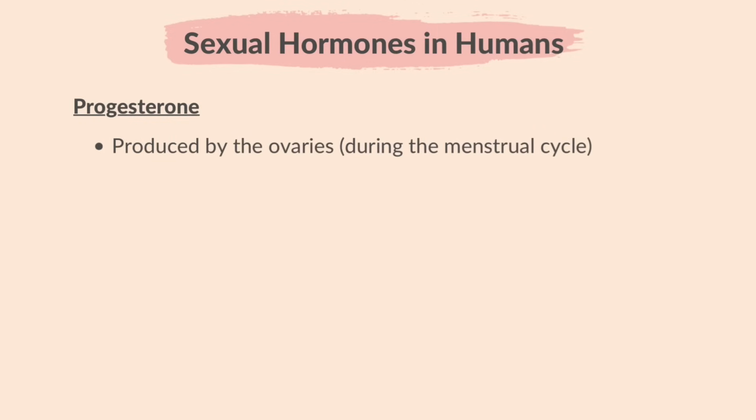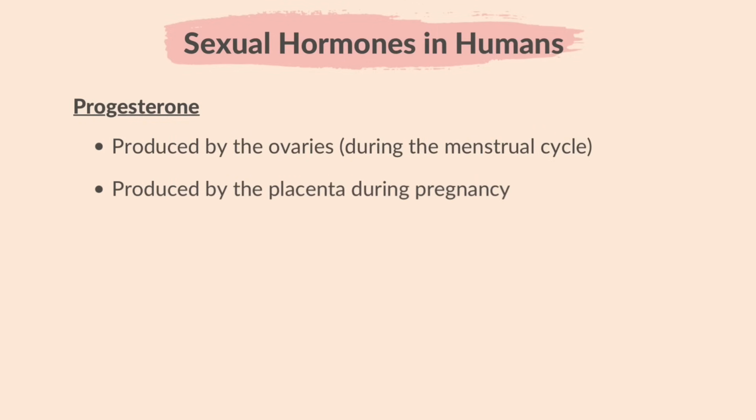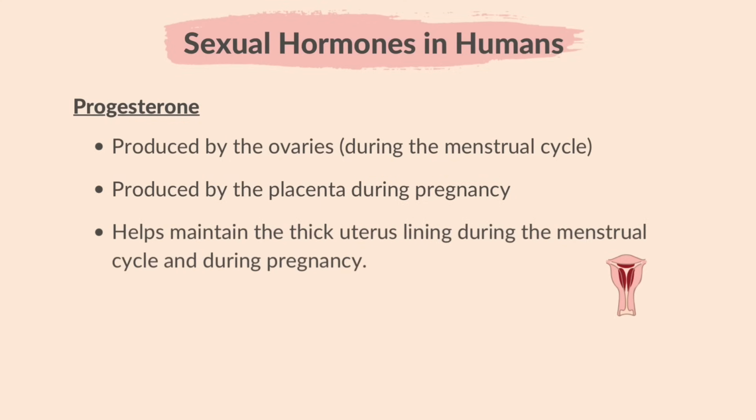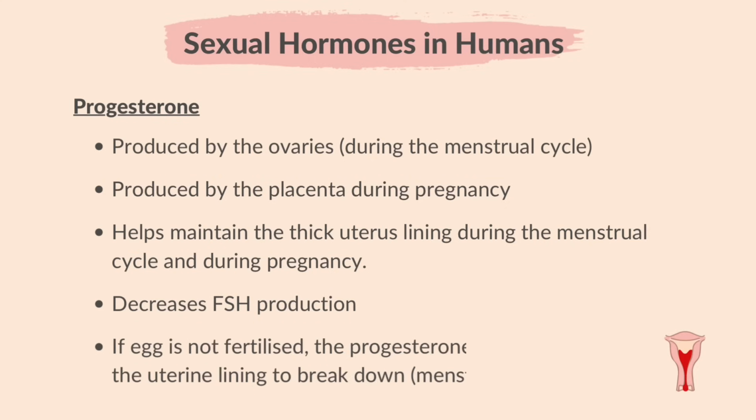Progesterone is produced at the ovaries during the menstrual cycle. It is produced by the placenta during pregnancy. Progesterone helps maintain the thick uterus lining during the menstrual cycle and during pregnancy. It decreases FSH production. If the egg is not fertilized, the progesterone level drops. A fall in progesterone levels causes the uterine lining to break down. This is menstruation or period.